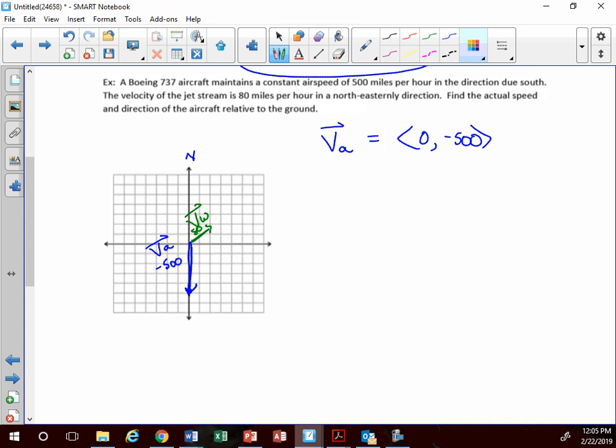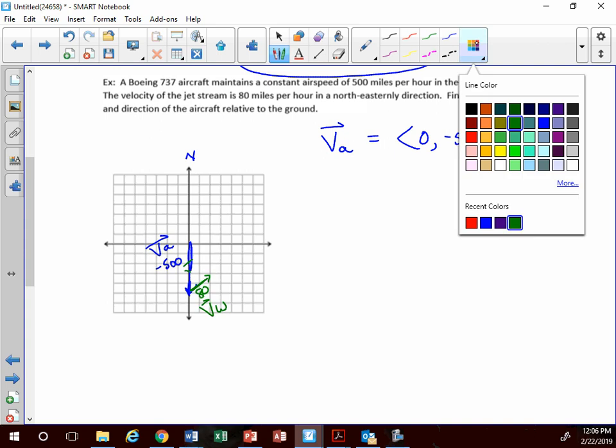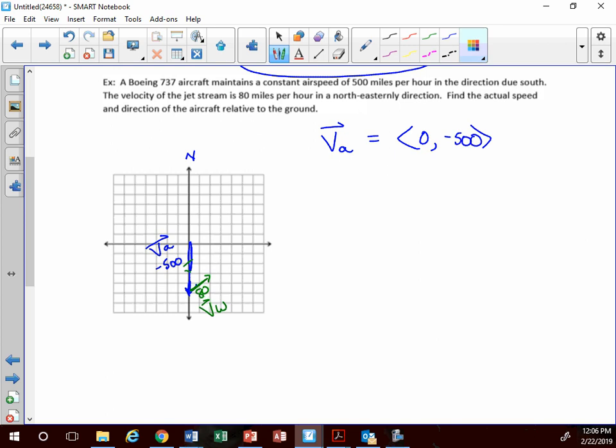So what I'm going to do is the head to tail method. I'm going to take this little green vector and move it down here. I realize I can drag things up here and you cannot, but we'll move it down there. I'm actually going to move my label of it to the other side. So that's 80, and that's vector wind. Okay, how we doing so far? Okay, good, good.